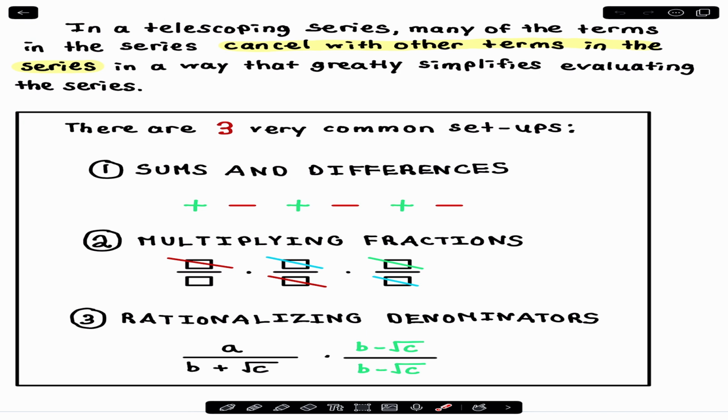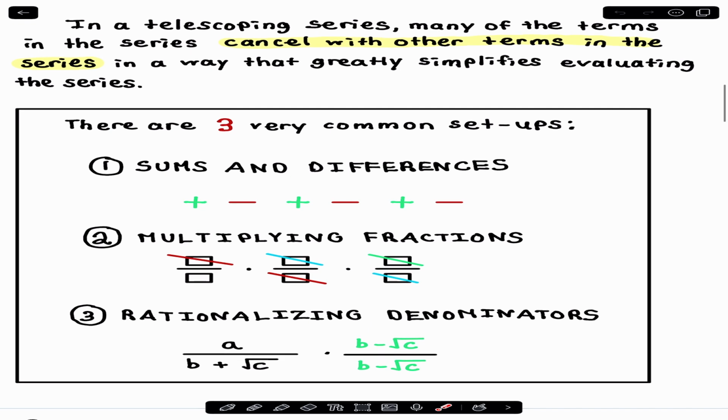So first, we can have something involving sums and differences. What that means is we can have a plus term, which is going to cancel with a minus term. So these would go away. A plus term is going to cancel with a minus term, so on and so forth for the whole series. So that's the first common setup, and I would say this one is probably the most common setup.